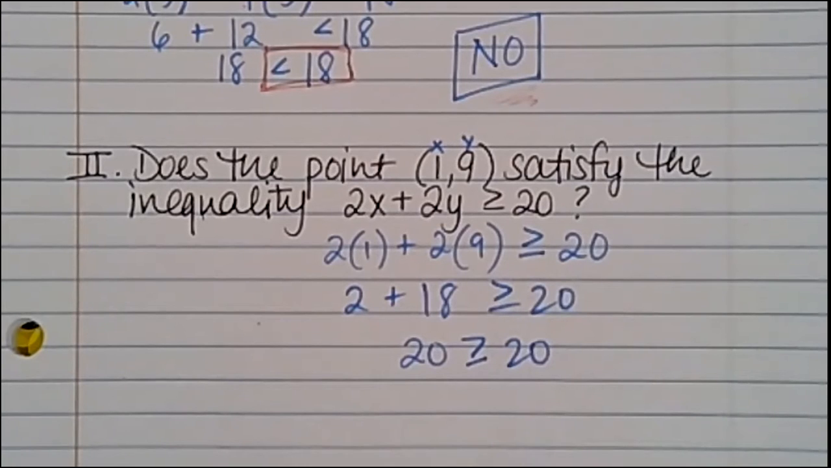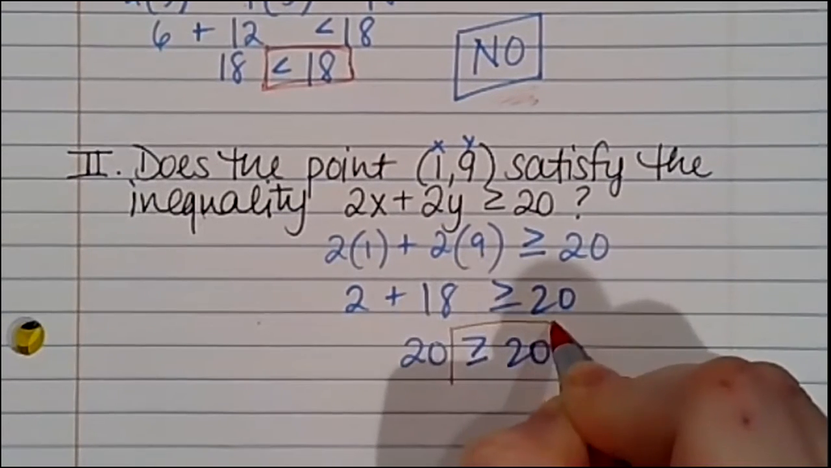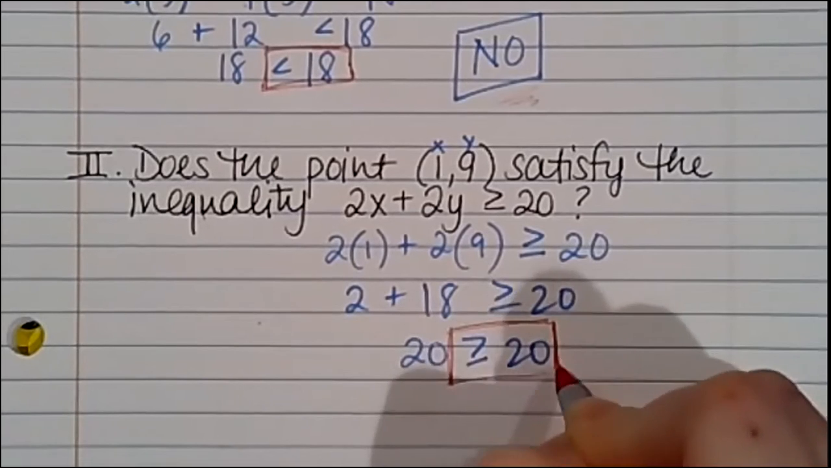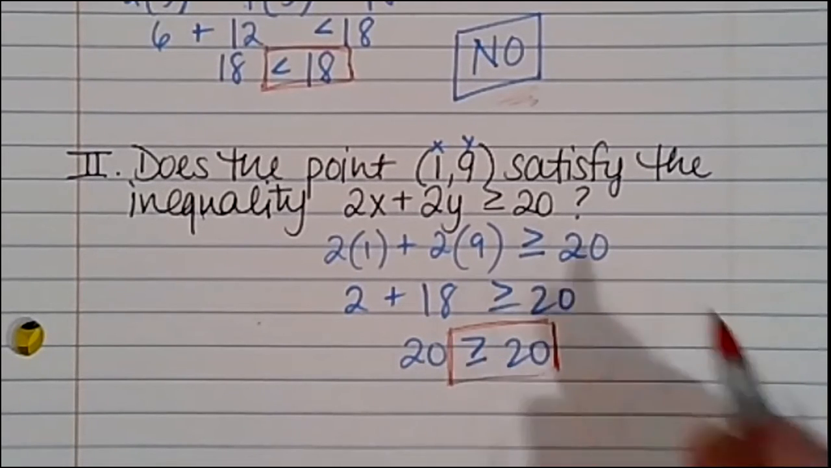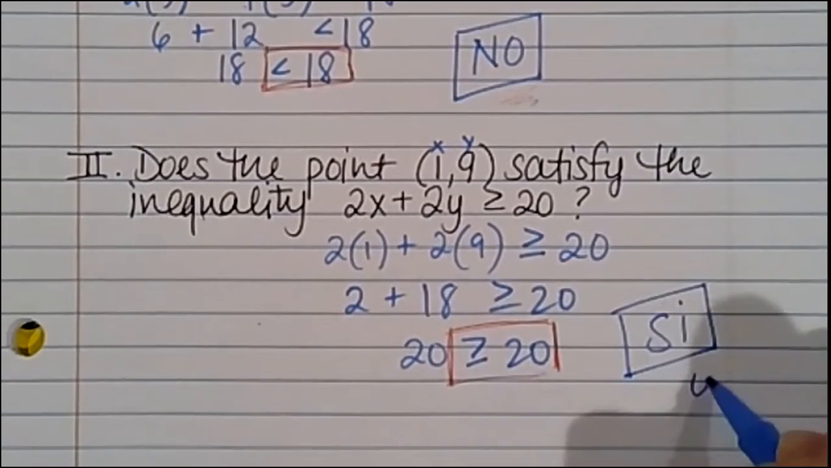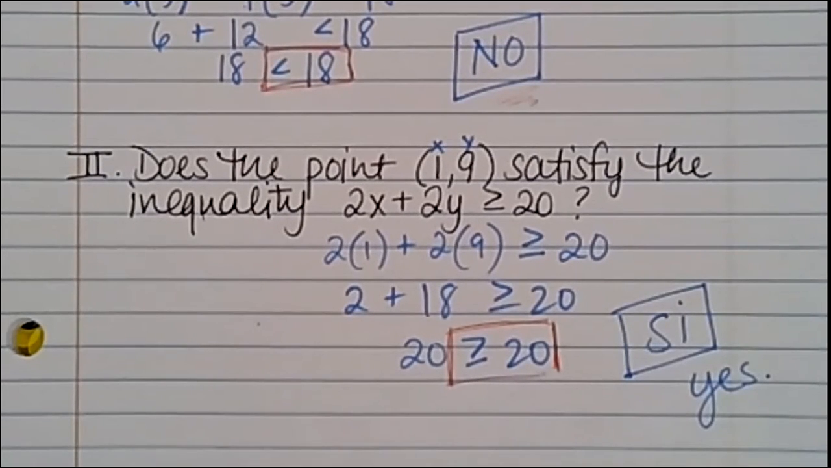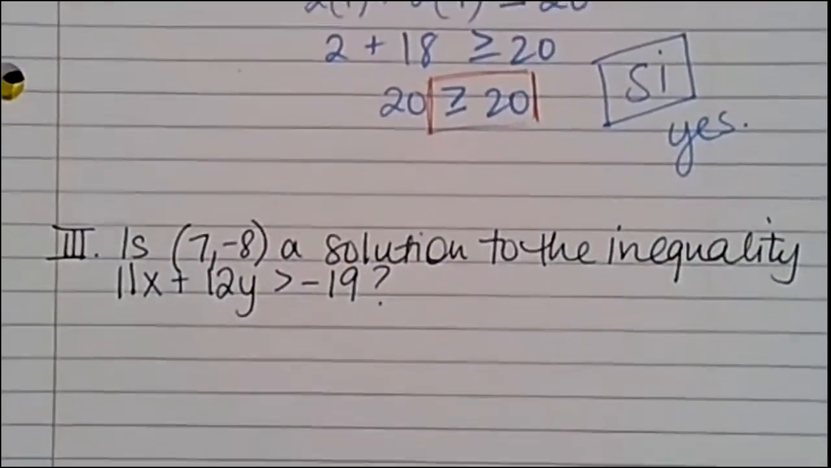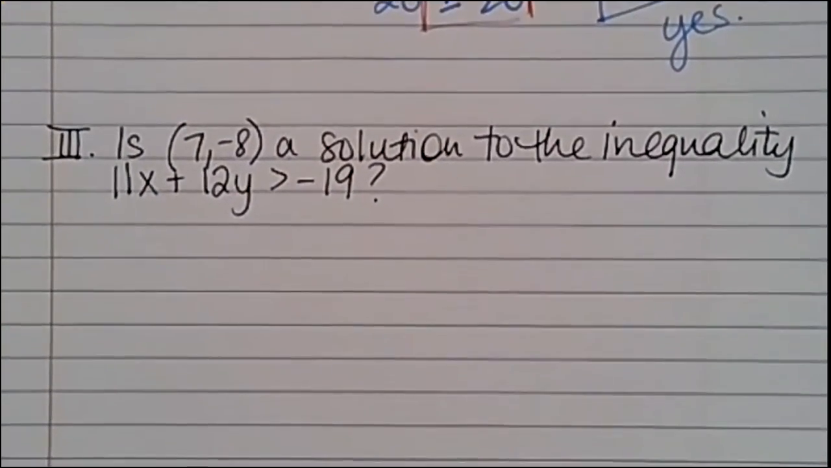So does that satisfy the inequality? The inequality is saying it has to be greater than or equal to 20. Because it has this equal to sign, that means that your answer is yes. Okay. Last one is 7, negative 8.